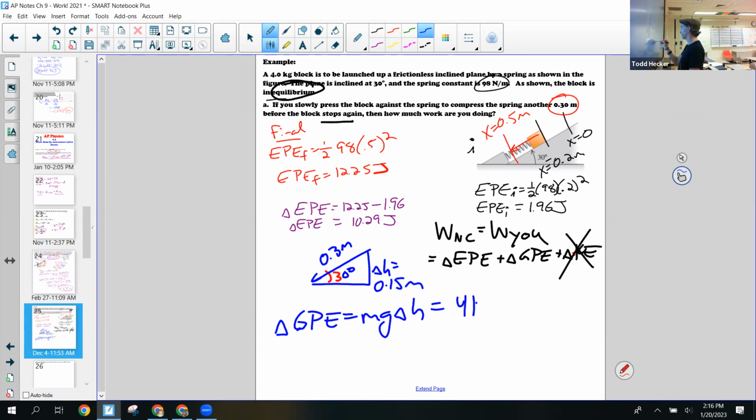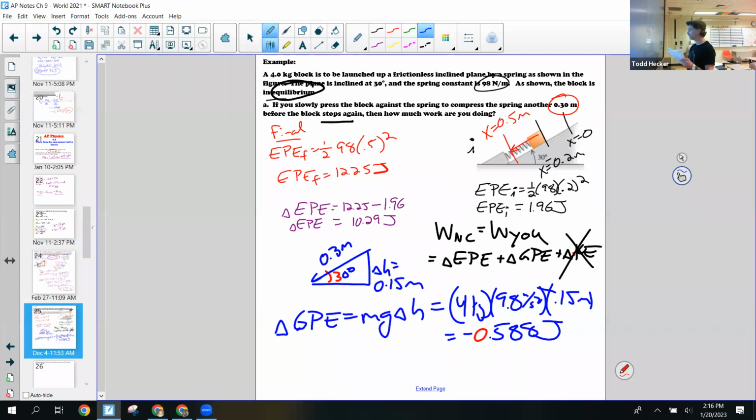So what do we got? We got a 4 kilogram block. Acceleration of gravity is 9.8 meters per second squared. Change in height is 0.15 meters. Multiply this and you get negative, right? Because it's going down, 0.588 joules. Nope, lies. 5.88 joules is the change in GPE.